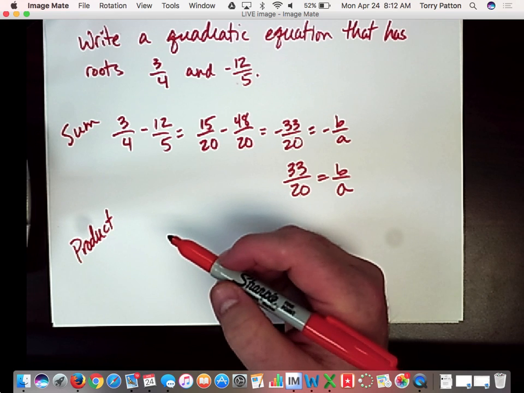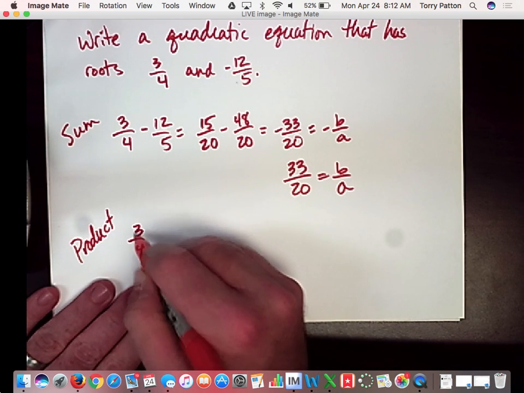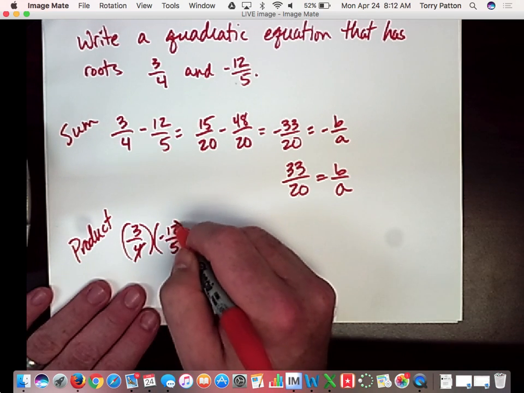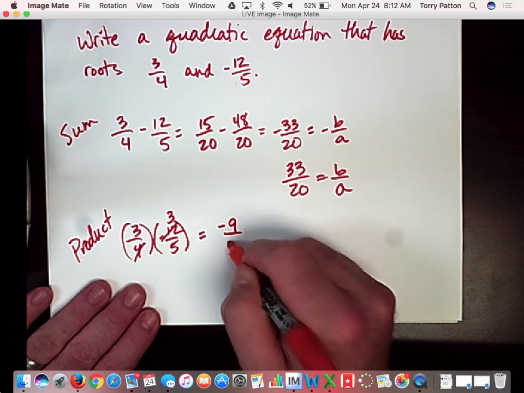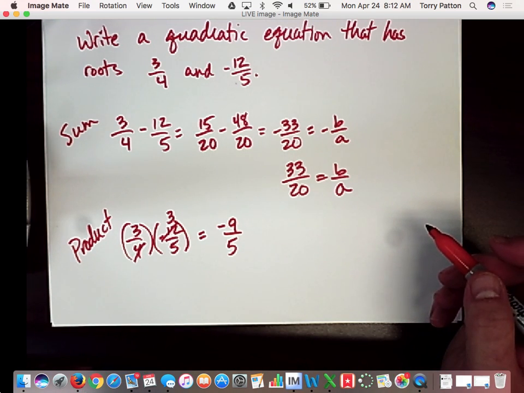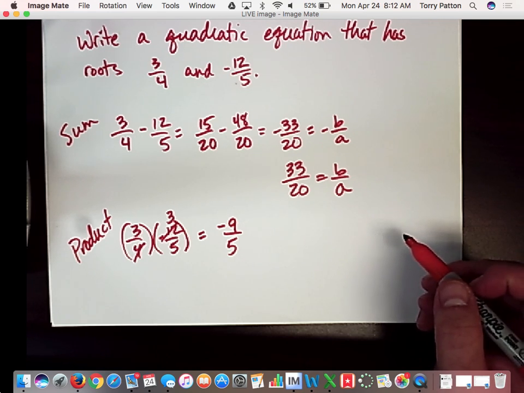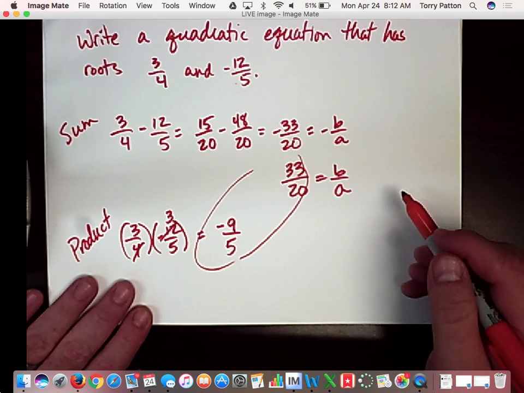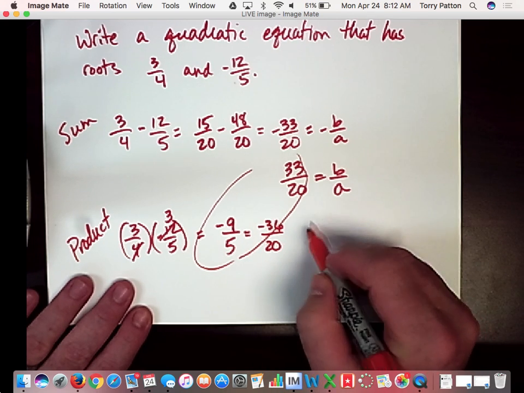If the product has 20 in the denominator, then we're okay. This would be 33, 20, and the other one. The product is 3/4 times negative 12 over 5. 4 goes into 12 three times, so that's negative 9 over 5. But it doesn't mean it's 9 over 5. It could also be 18 over 10, 27 over 15, 36 over 20. You need these to have the same denominator. So we're going to say equals negative 36 over 20, and that is c over a.